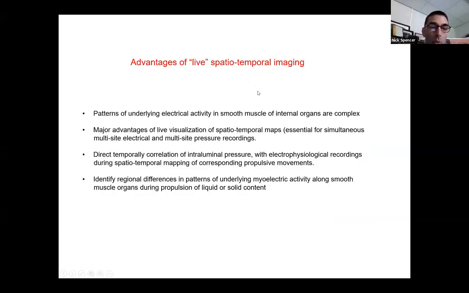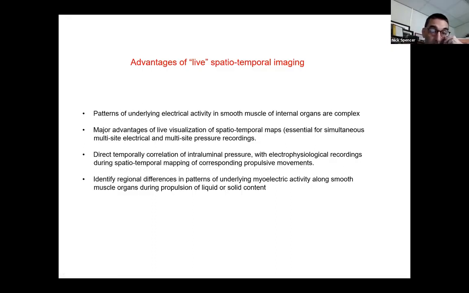So what are the advantages and what's really new? I can tell you, after studying the gut for 23 years, we're really in an extremely exciting era, and we've uncovered so many things I never thought we would. The advantages of live spatiotemporal imaging: if you've done spatiotemporal mapping, you realize the frustration of doing an experiment and then having to go home and find out that there was too much lighting in the room one day, which is very common, and the maps are all blurry. It's priceless to see a live feed.